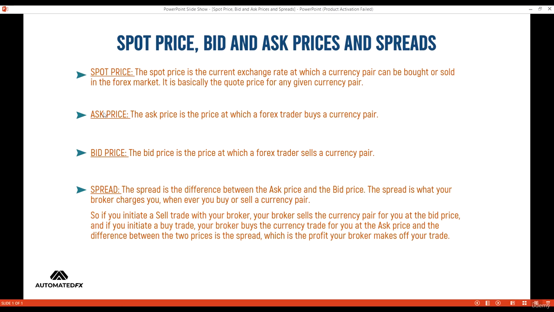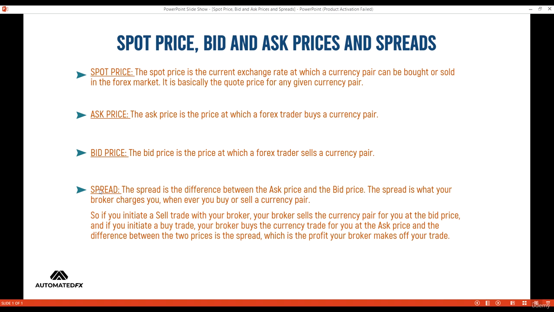So what of the ask price? The ask price is the price at which a forex trader buys a currency pair. So when you are buying a currency pair, you're actually buying at the ask price. And the bid price is the price at which a forex trader sells a currency pair. So there are two prices, the ask price and the bid price. When you are buying a currency pair, you are buying at the ask price. When you are selling the currency pair, you are selling at the bid price.